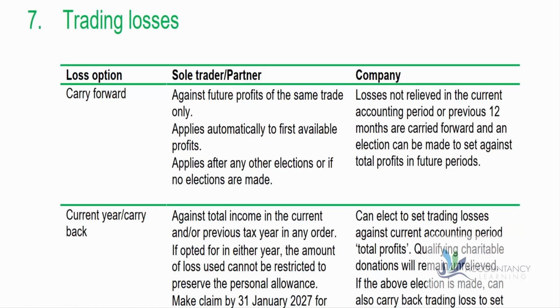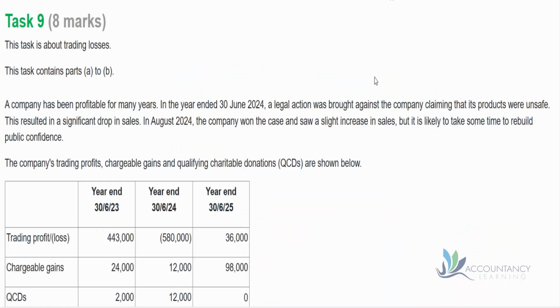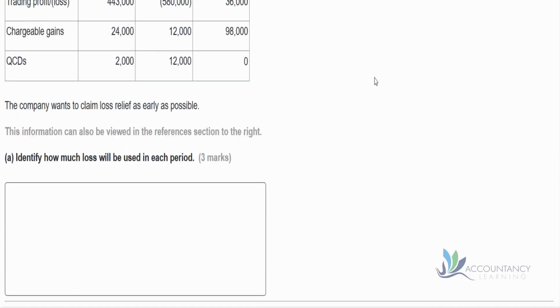The reference materials provide information on how to deal with trading losses, but the information in the reference materials is often considered by many students to be a bit unclear, so you do need to make sure you're comfortable with the rules. In our learning materials there is a summary which may help you to get your head around it a little bit more easily. So let's have a look at the information they've given us, but we look at the requirements first.